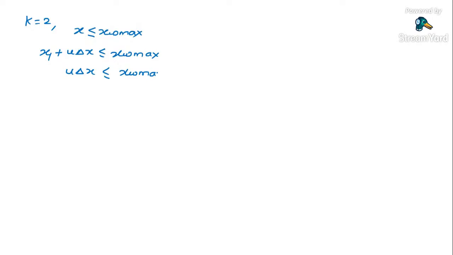Similarly, you can write for the second. So for k equal to 2, x is less than or equal to xw max, correct? This is the inequality. Now put the value of x: x1 plus u delta x less than or equal to xw max. Now arrange like this: u delta x less than or equal to, this x1 will be taken here, so xw max minus x1.